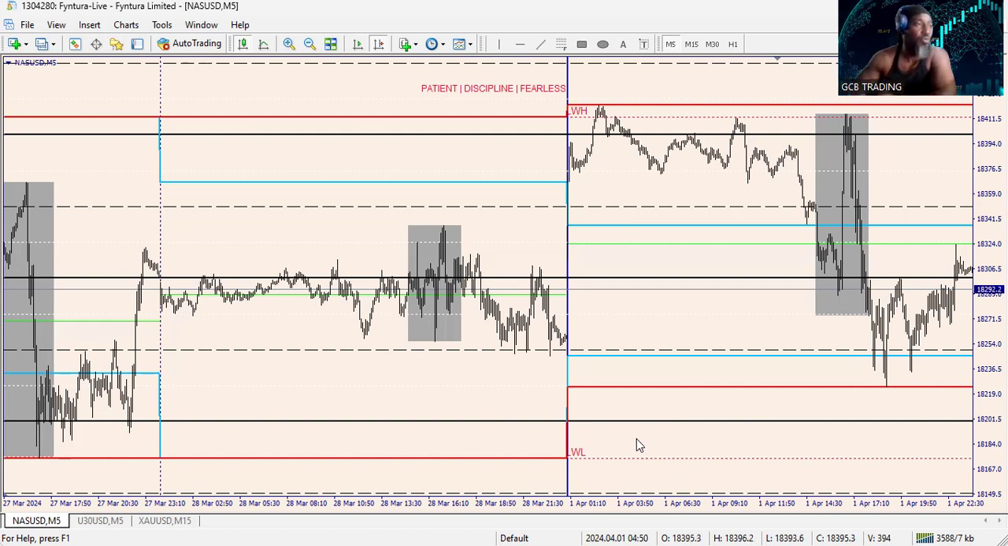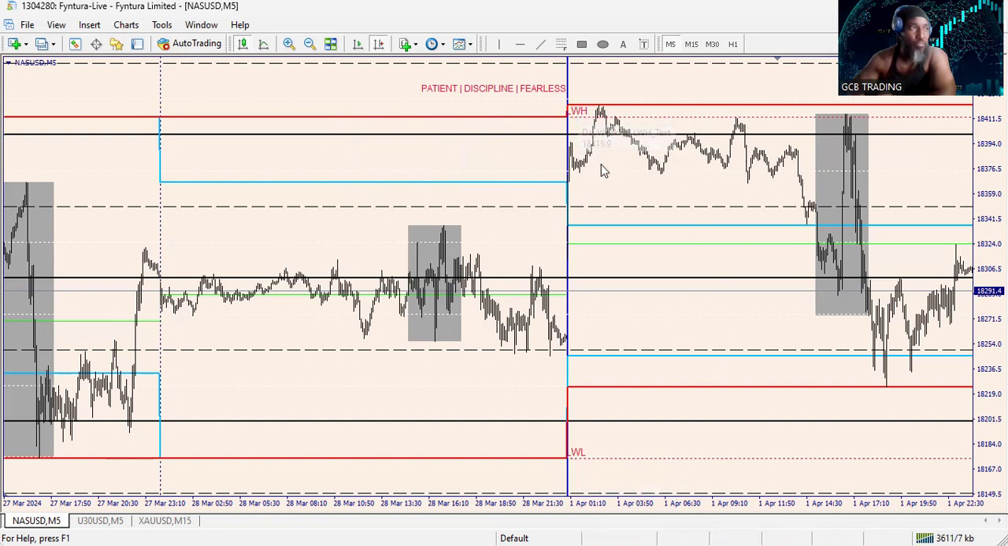First thing first, I want to identify and let you guys know everything that I have on my chart. The red lines you see here are the highs and lows of the week. As you can see, this right here was the high of last week. Down here we have the low of last week.